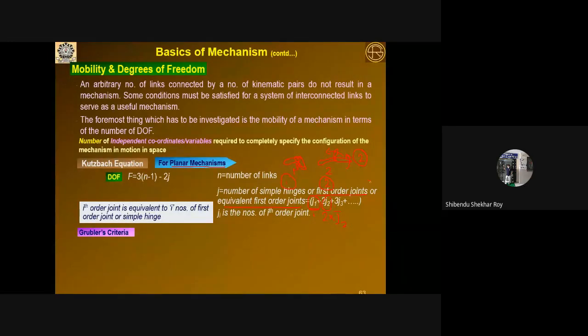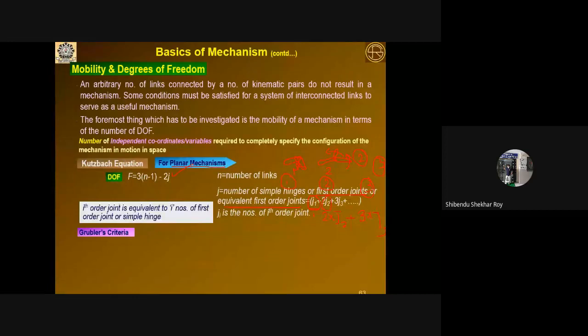Similarly, if it is a third order joint, that means four links are connected and the degrees of freedom equals 3, which means 3 first order joints. A third order joint equals 3 first order joints. So the equivalent first order joints equal thrice the number of third order joints. In this way you can find the equivalent first order joints for a joint of any order. So J is the equivalent first order joints; in other words, J equals the number of first order joints plus all the equivalent first order joints.